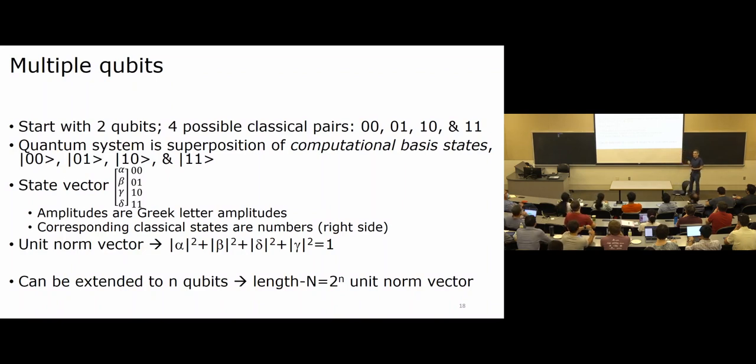Yeah? So what controls these probabilities? For example, if I have an alpha squared probability for some wave function to collapse to a 0 versus a 1, what would control how large that alpha squared or beta squared is? It's probably not always 50-50.